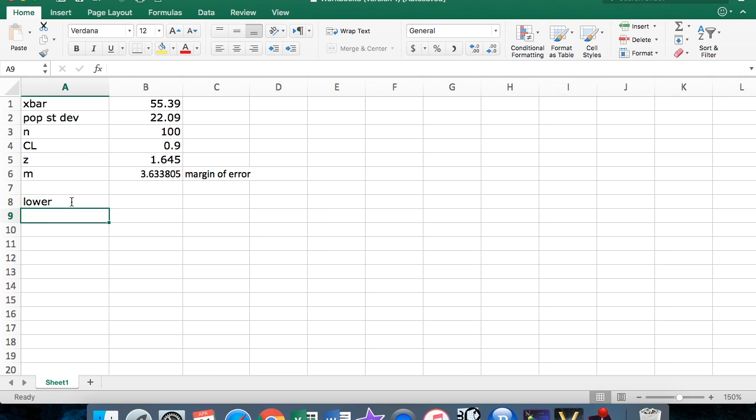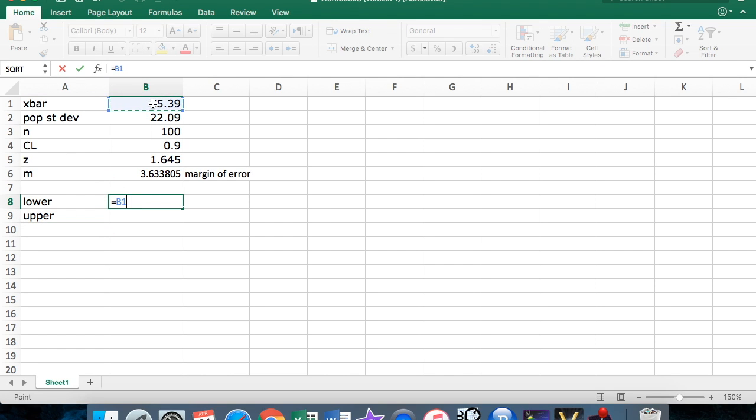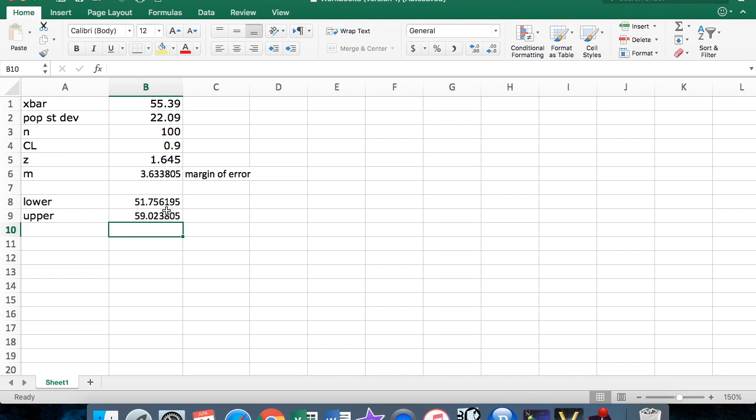Now I got to find my lower and my upper. So click on your x bar, subtract your m for the lower, then click on your x bar, add your m to get the upper. Okay, so let's throw these guys in there.